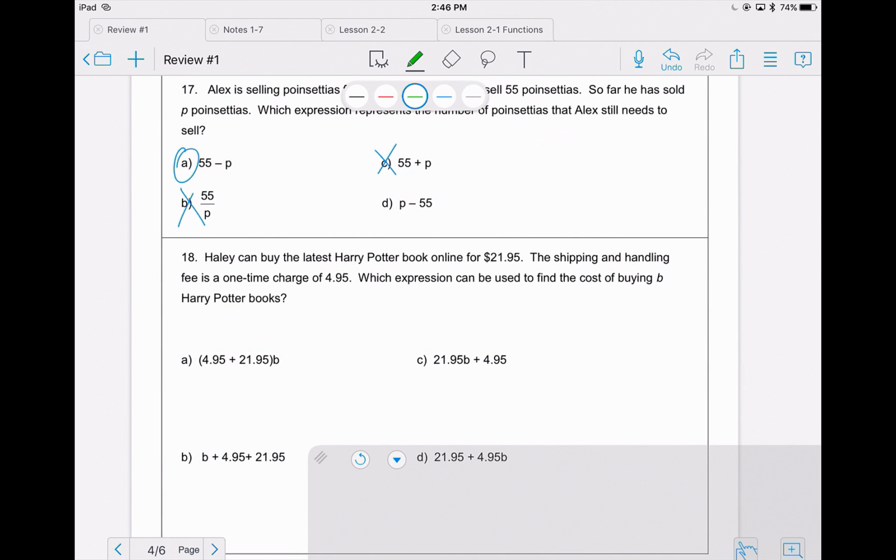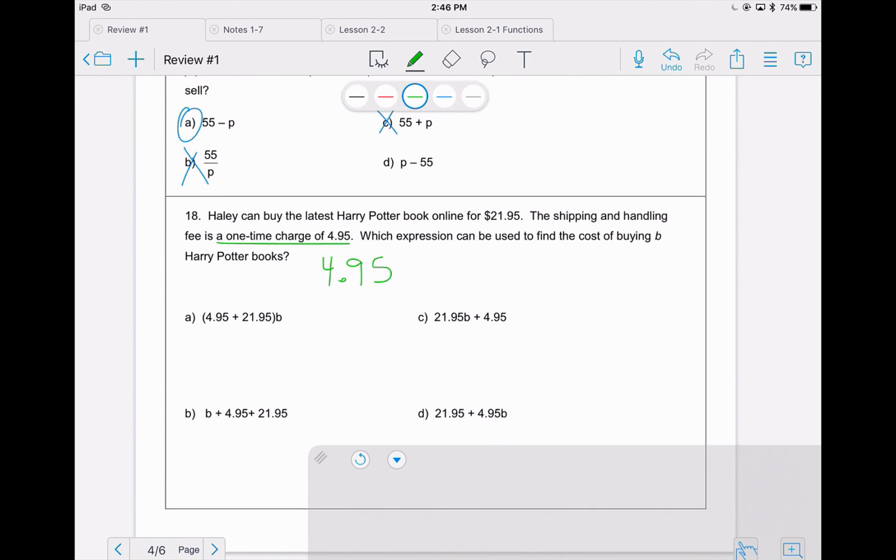Problem 18, Haley can buy the latest Harry Potter book online for $21.95. Shipping and handling is a one-time charge. Remember, one-time charge is just a charge by itself. So we're looking for something plus that by itself. So I could take out A because it's not by itself and D because these are not by themselves. Which expression can be used to find the cost of buying B books? So we don't know how many books we're buying, but the book costs $21.95 each, so times B, which would be answer choice C.